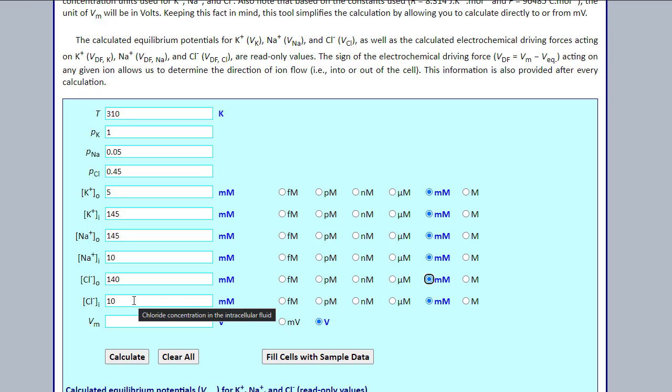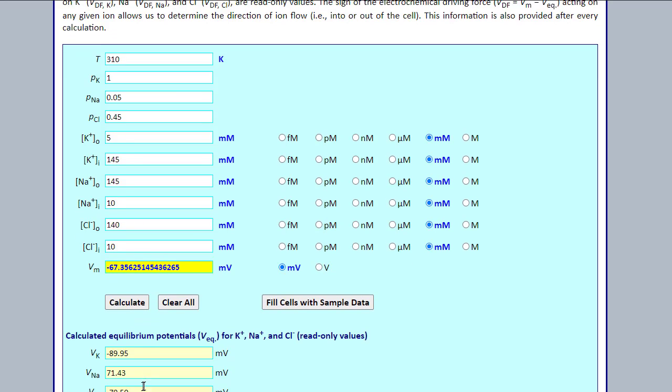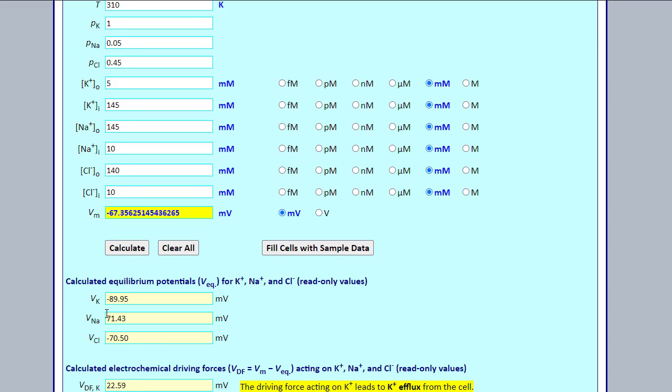And then 10 is fine. And we're going to say calculate. We wanted it in millivolts. Calculate again. So about -70. Now, if I scroll up a little bit, you can see that right here we have VK, VNA, VCl. And these are the equilibrium potentials that are calculated the way you guys learned how to calculate it. So you can see for potassium is actually near -90. For sodium is 71.43, and Cl- is -70.5.